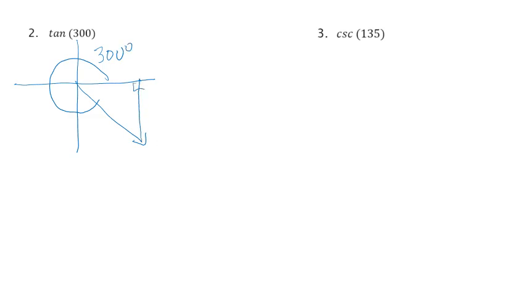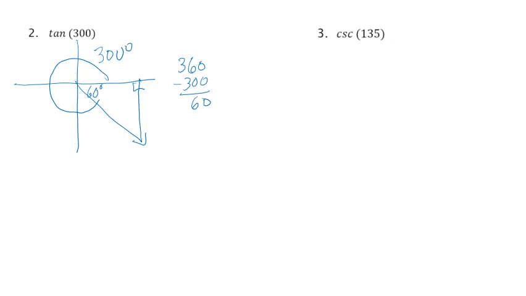The next one is done in a very similar way. So if I sketch 300 degrees, I'm going to be in quadrant 4. I'm then going to drop a reference angle. So I'm going to do 360 minus 300. I'm going to get a 60-degree angle.